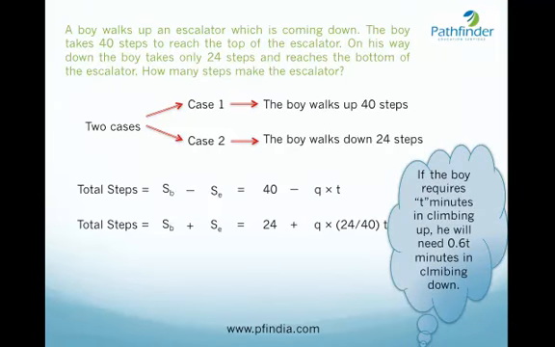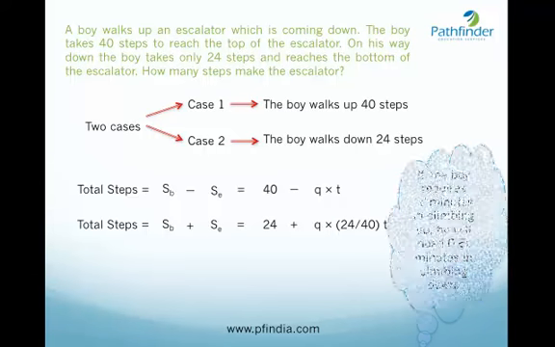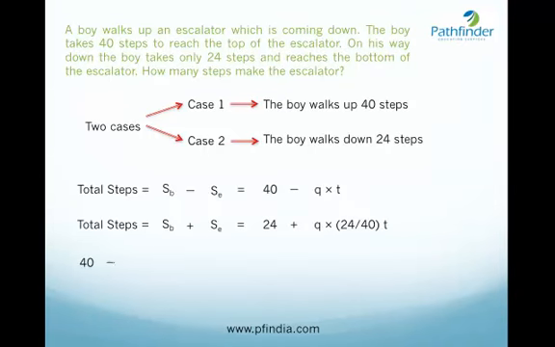So we see that if the boy requires t minutes in climbing up, he will need 24 upon 40 t, that is equal to 0.6 t minutes in climbing down. So we can equate the total steps. 40 minus qt is equal to 24 plus q into 24 upon 40t. Once we create this equation, we get the value of qt as 10.